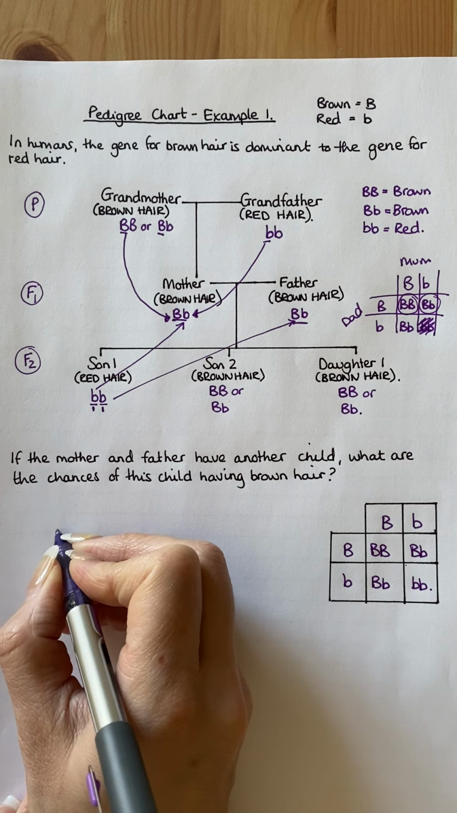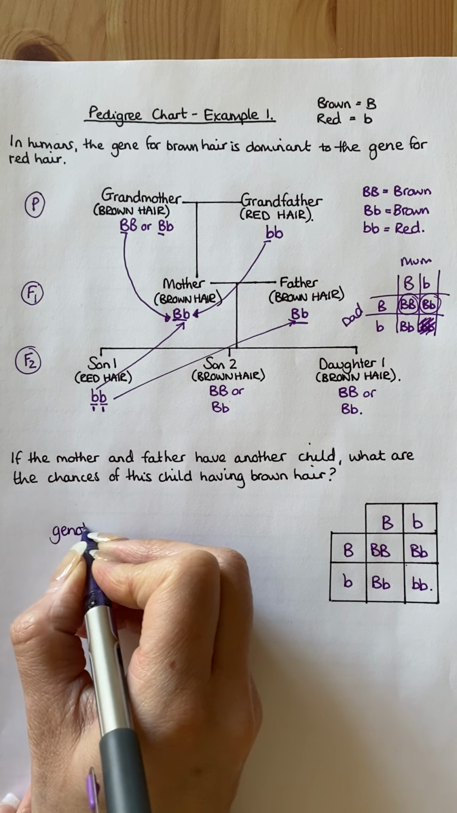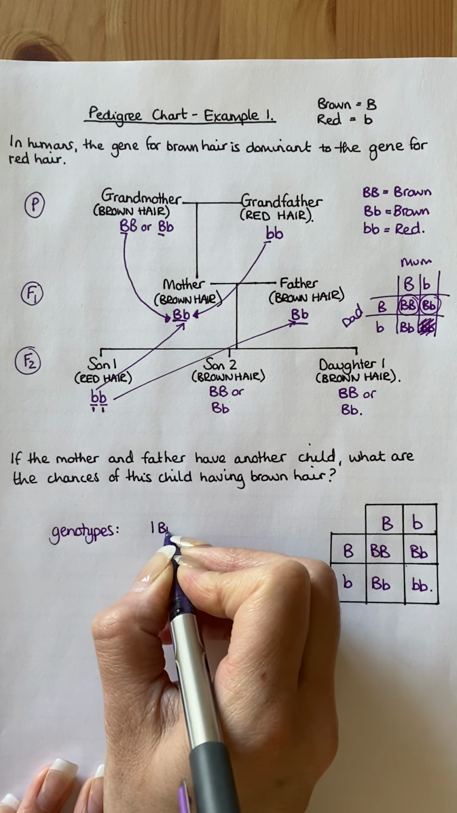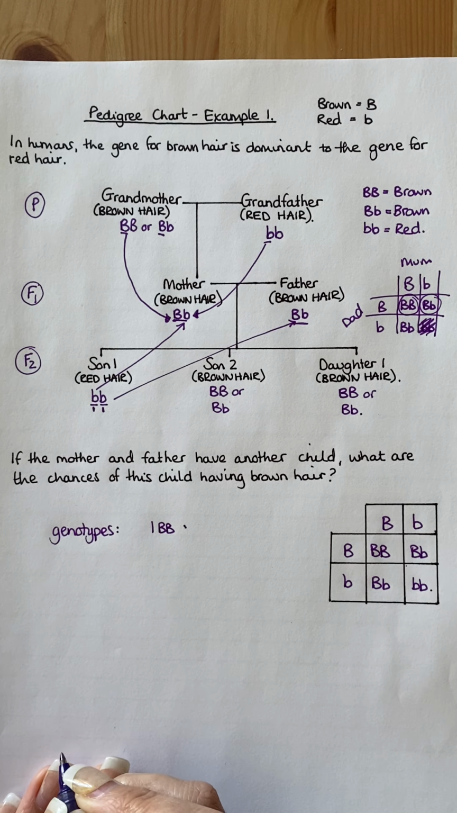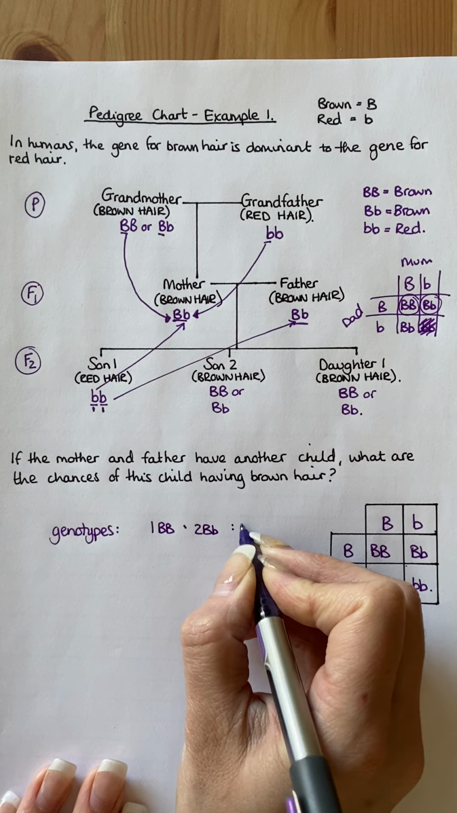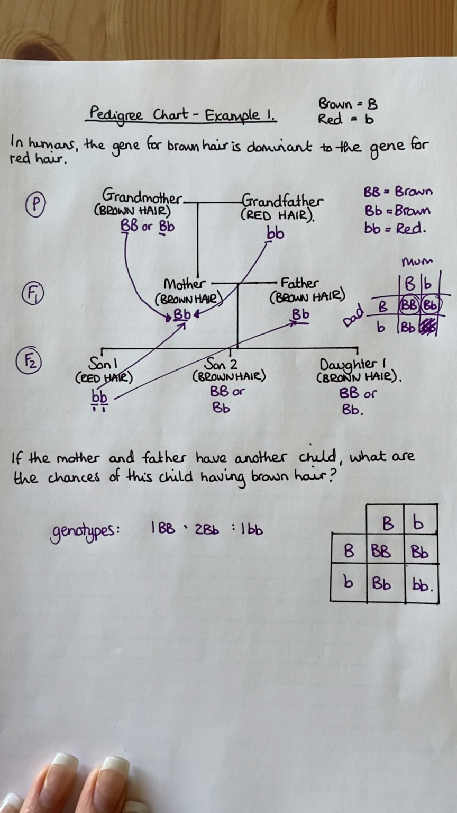Okay, so in terms of the genotypes we've got, you have one with 2 capital B's. You have 2 that are heterozygous. And you have 1 that is homozygous recessive.